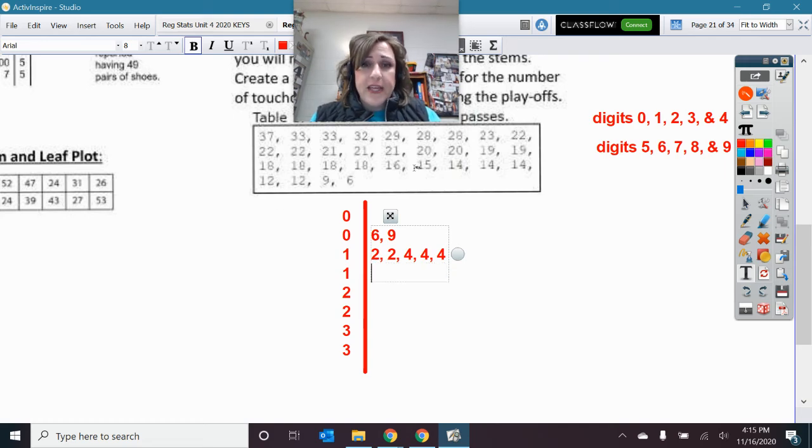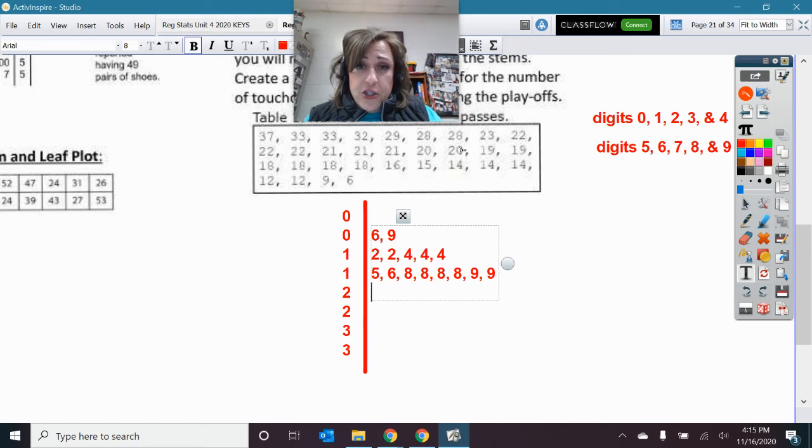Okay, and then remember the digits 5 to 9 go in the next one. So that's the 15, 16, 18, 18, 18, 18, and 19, 19. So quite a bit in that one. So 15, 16, 18. There's four 18s, and you list them all out. 2 of the 19s. Right? And now I got my 20.